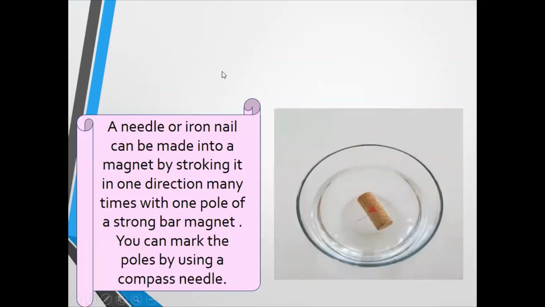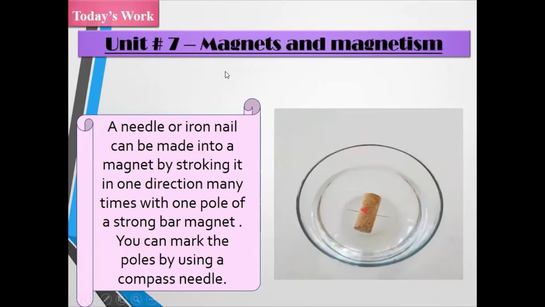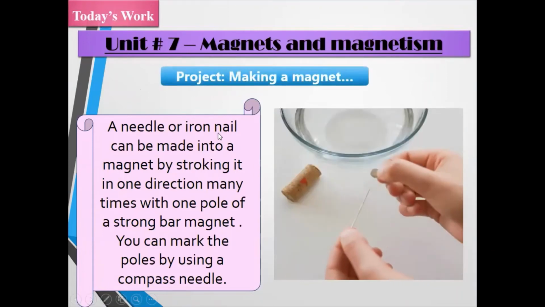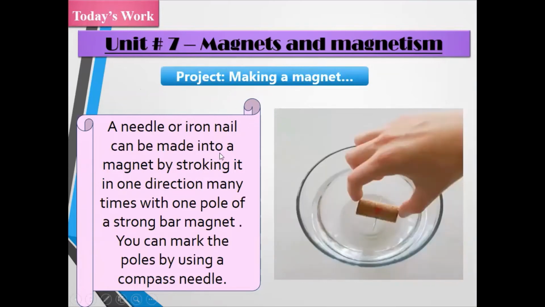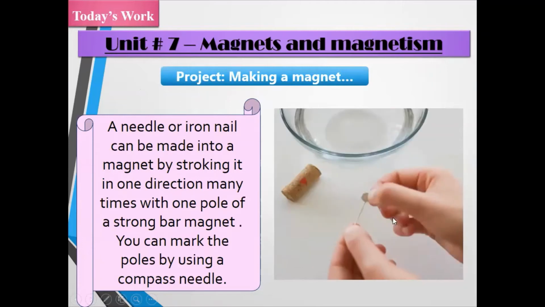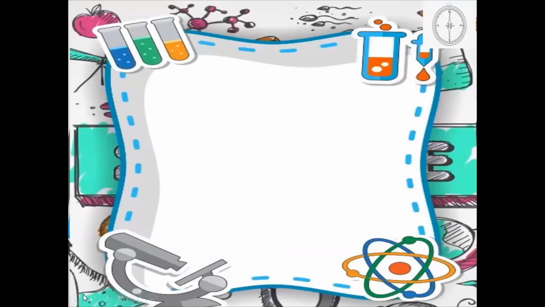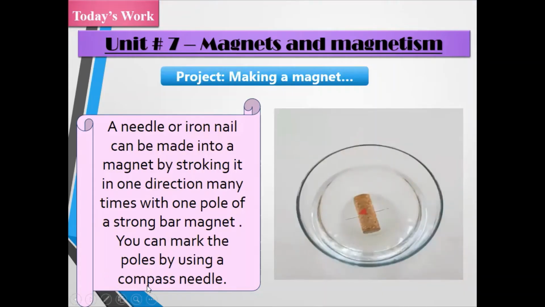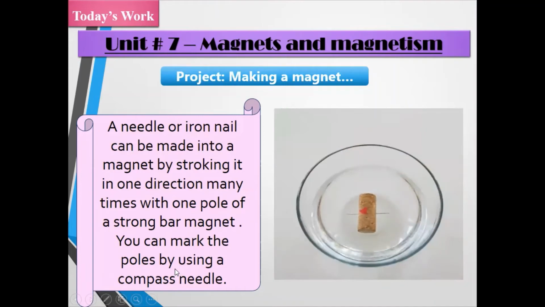Now we are moving on to the next project, which is about making a magnet. How can you make a magnet using a needle or iron nail? You just have to stroke it with a powerful magnet, and it will behave like a magnet. As I discussed in the previous videos as well, you can use it for making a compass, because you know that inside the compass there is a magnetic needle which can help us find the direction.